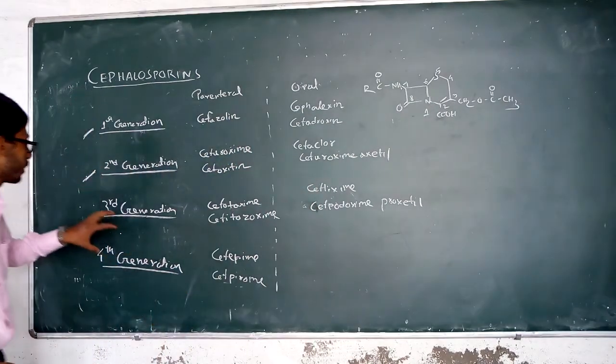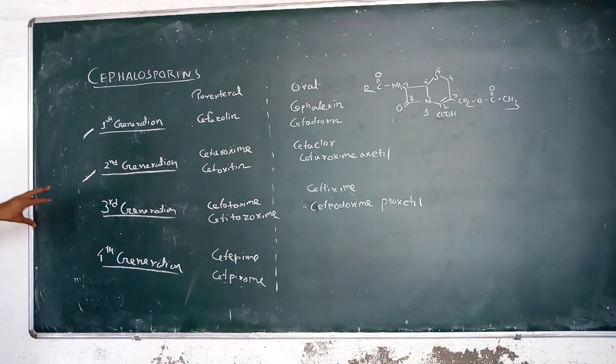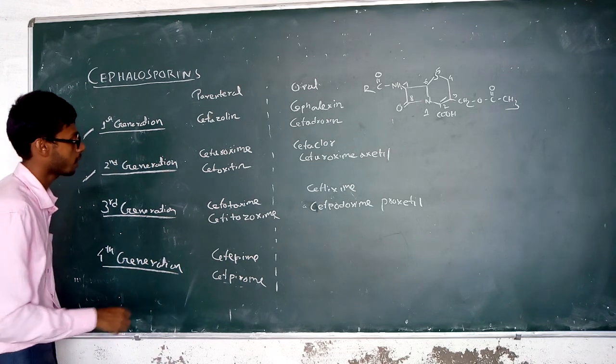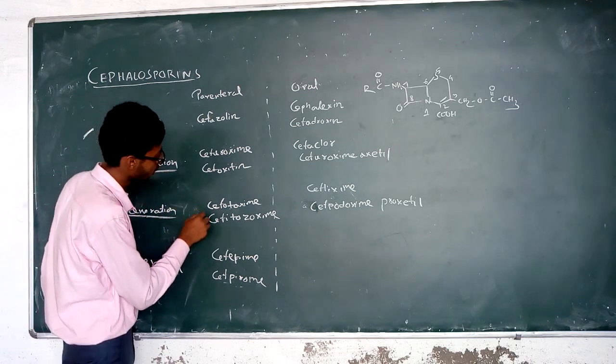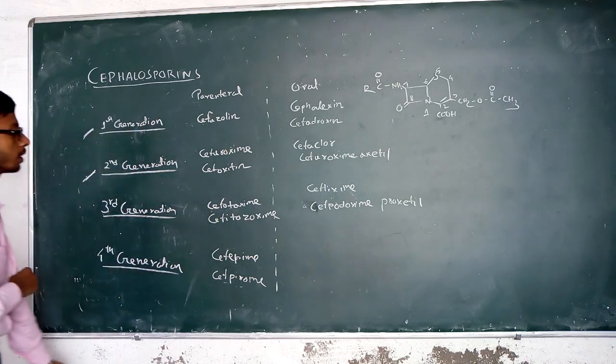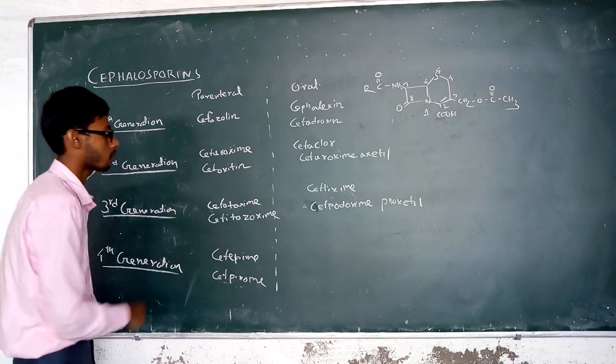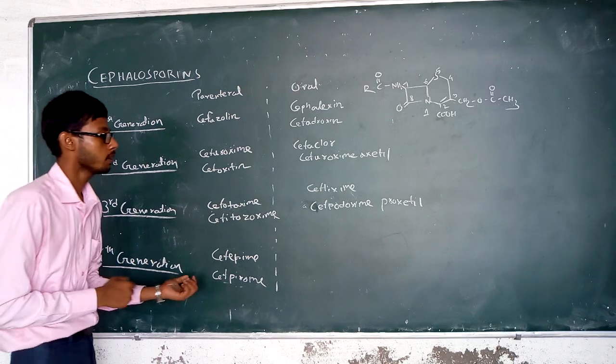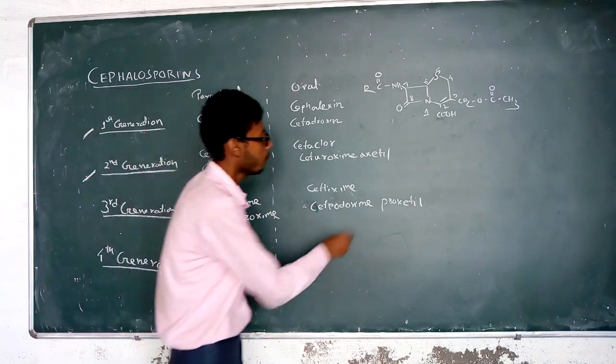So third generation drugs are beta-lactamase resistant. Examples of third generation drugs in the parenteral category are cefotaxime and ceftriaxone, and in the oral category, cefixime and cefpodoxime proxetil.